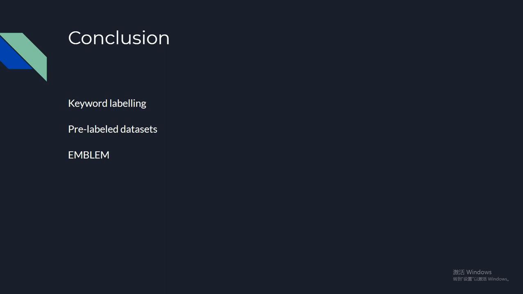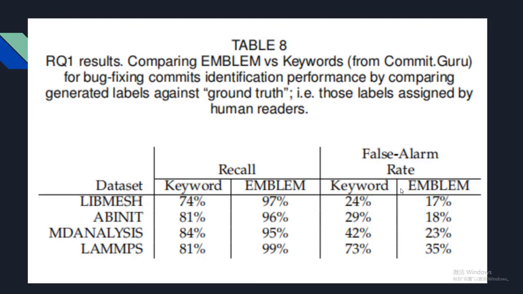To conclude this paper, from bug fixing or non-bug fixing labels, the ground truth of software bugs is obtained. However, different kinds of software have different kinds of languages to describe their bugs. Hence, the standard labeling with keywords can perform badly when applied to new software. As we saw in the tables before, the false alarm rate for keyword labeling can go up to 73%.